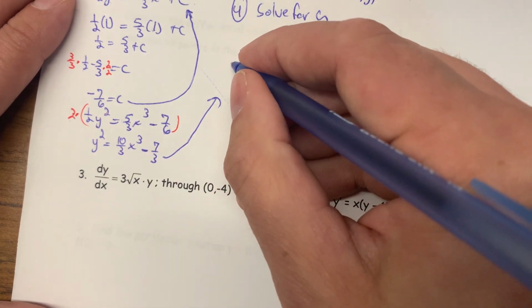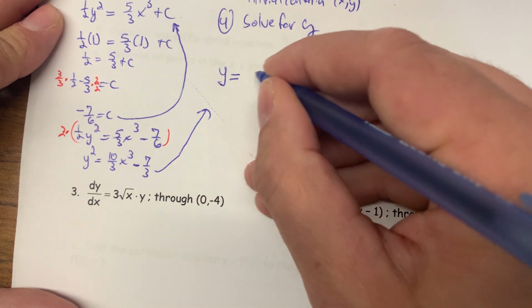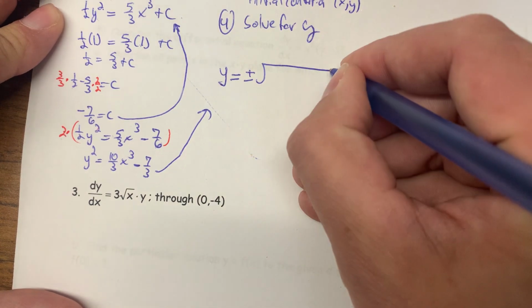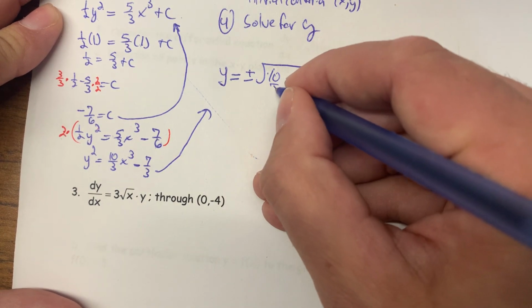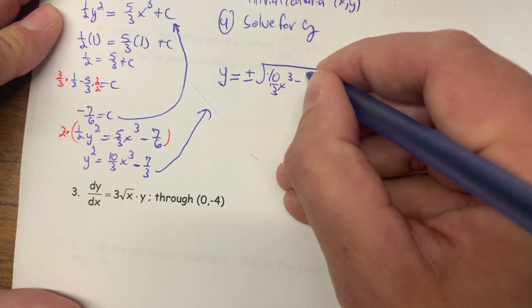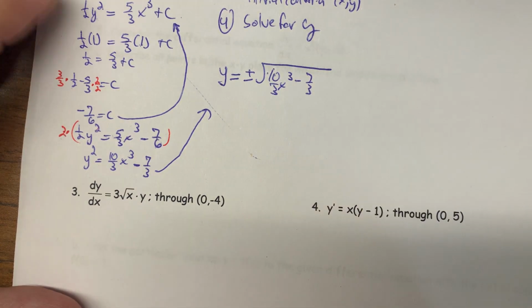And then the last step is to take the square root on both sides. Now we need to remember, when we take the square root on both sides, it's plus or minus the square root. So 10 thirds x cubed minus 7 thirds.